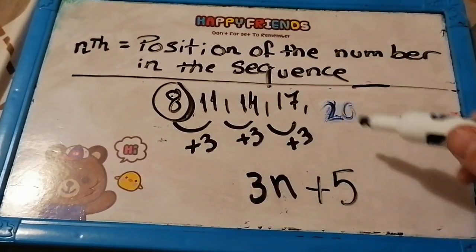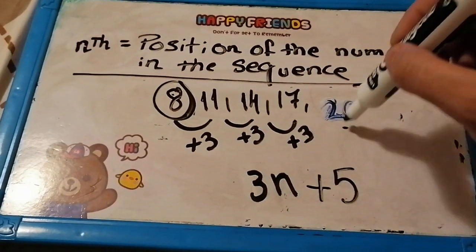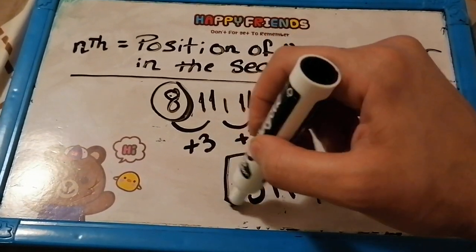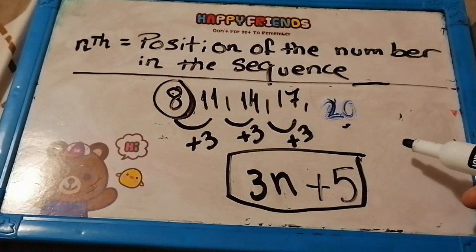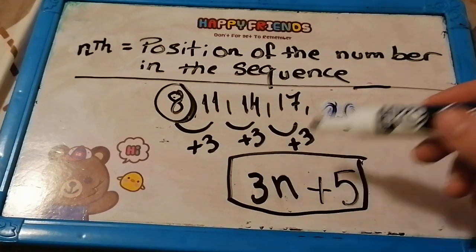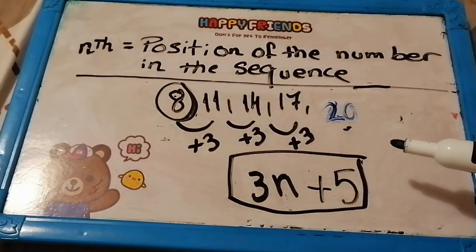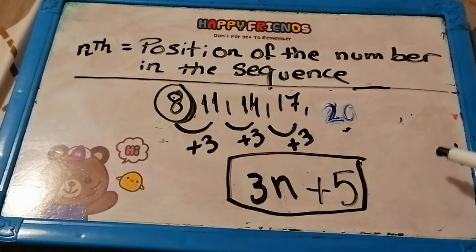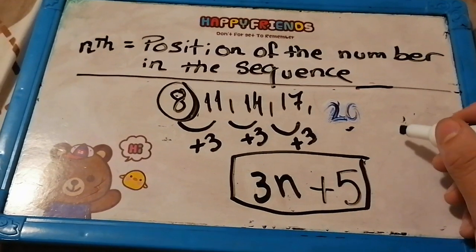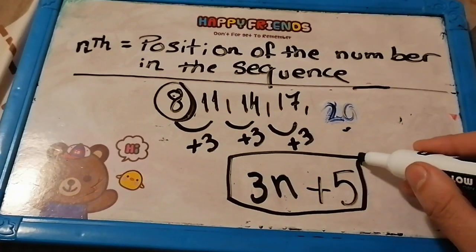So 8 is bigger than 3 by 5. So the formula for this sequence is 3n plus 5, because it's bigger than the 3n formula by 5. I'm sure it's pretty easy now. So let's answer one of the questions related to using the formula.